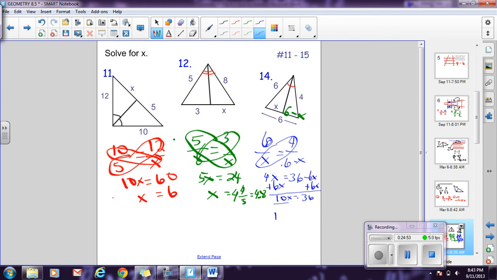Divide by 10, whoops. x equals, now 10 goes into 36 3 times with 6 over 10 left over. However, that fraction really becomes 6/10, also known as 0.6, because 6/10 is the same as 0.6. All right, and that is how we do the triangle angle bisector theorem.